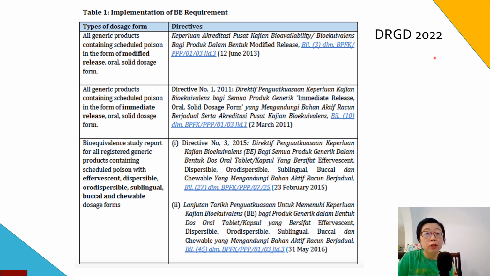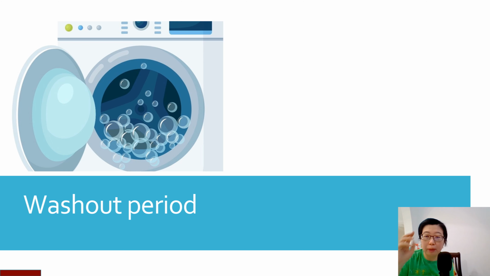For the drugs that we're going to discuss in this video, most of them fall into the immediate release form, but there are others like the modified release and orodispersible ones. Some of the details will also appear towards the end of the video. Let's start with the first section of this video. Remember, there are three sections: the washout period, the second one, the characteristics, and the third one, which is on the strength.